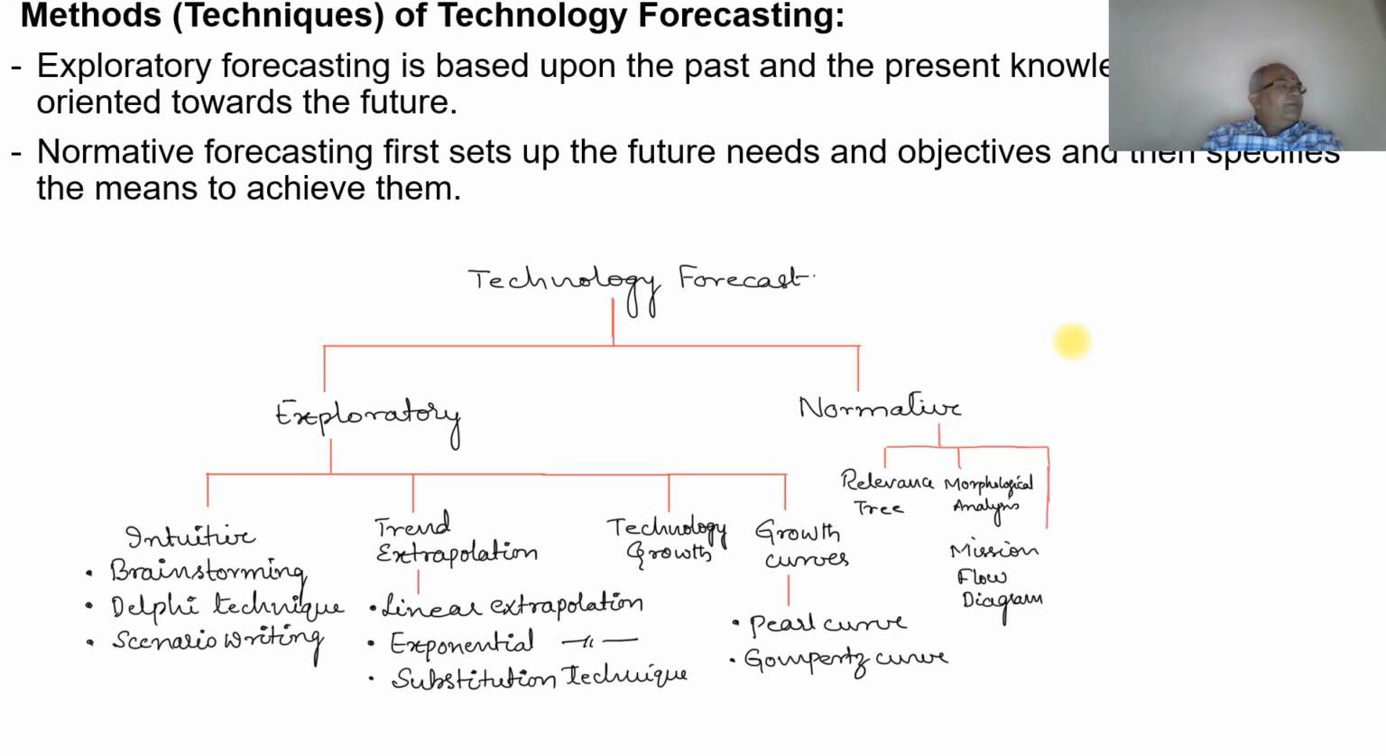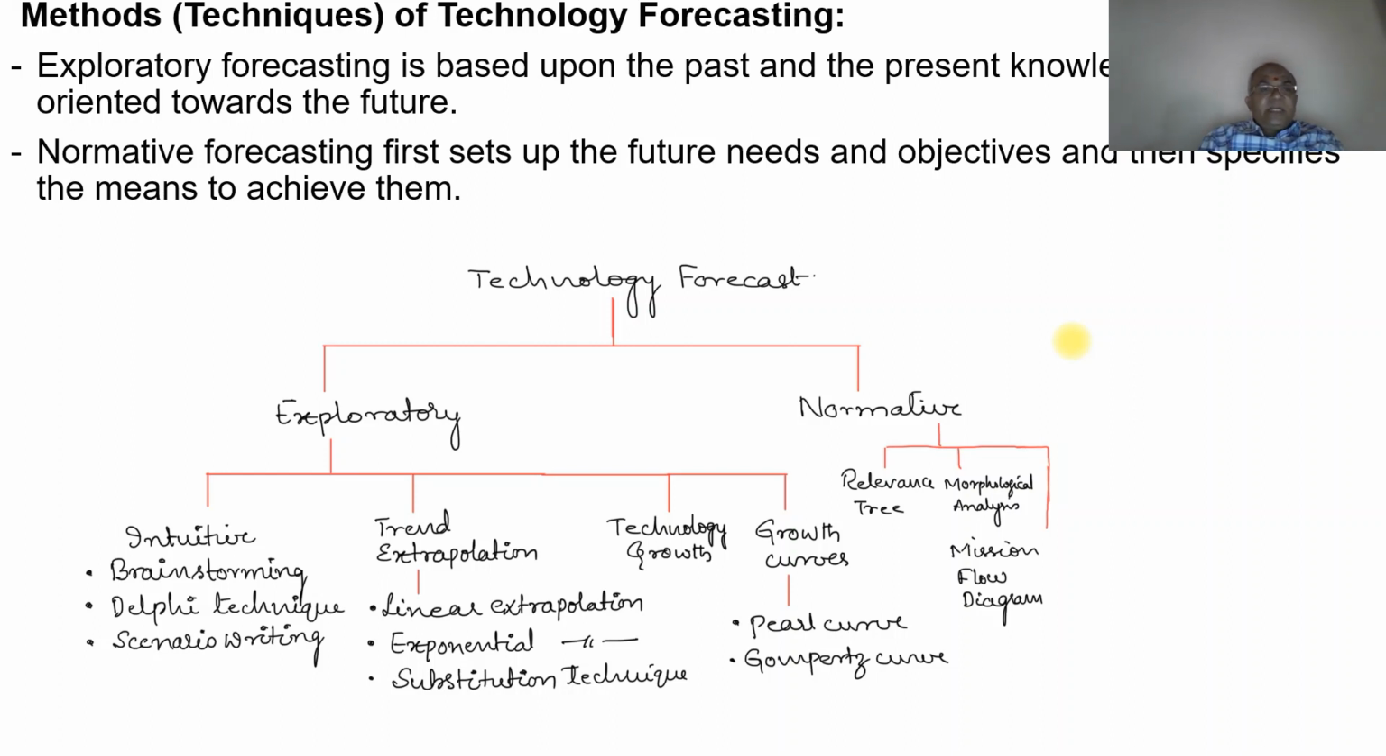Now, in this video, we are going to discuss methods or techniques of technology forecasting. There are two methods. One is exploratory forecasting, which is based upon the past and present knowledge and is oriented towards the future. So there are three things here in forecasting: past, present, and future. That is what exploratory forecasting is.